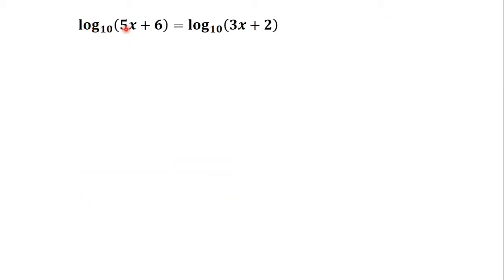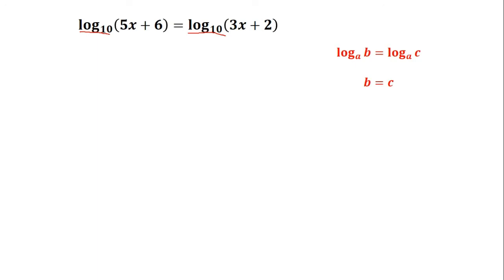We have log of 5x plus 6 base 10 is equal to log of 3x plus 2 base 10. We just learned that if you have log b base a and that is equal to log c base a, then we can equate the logarithm numbers, that is b is equal to c. Now look at something here. On the left hand side, the base of the logarithm is 10. The base of the logarithm on the right hand side is also 10.